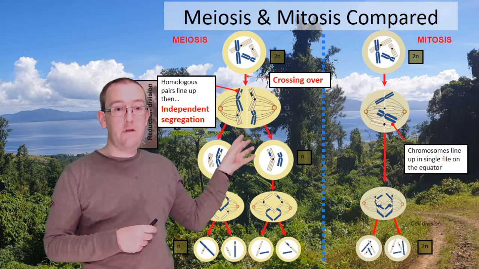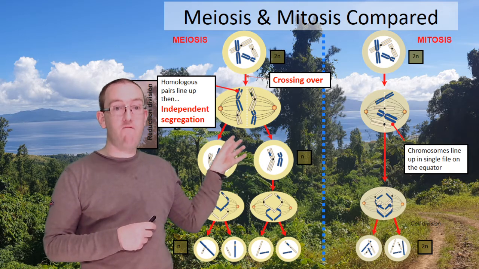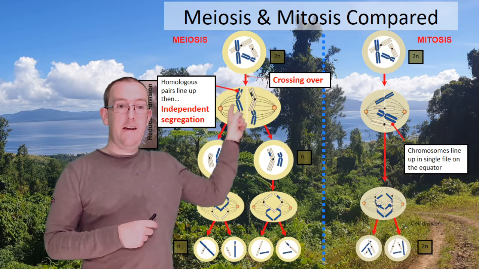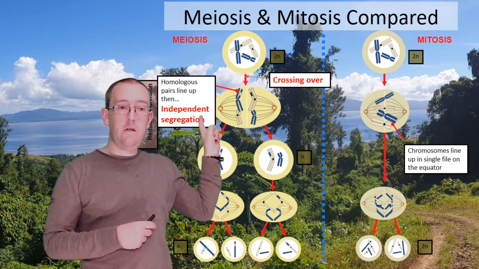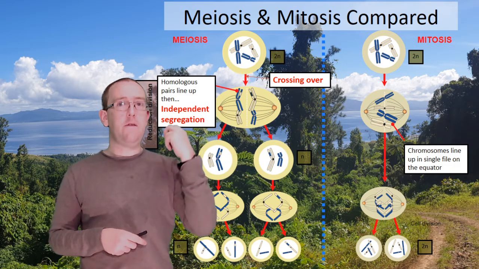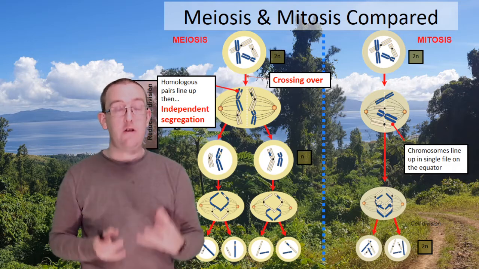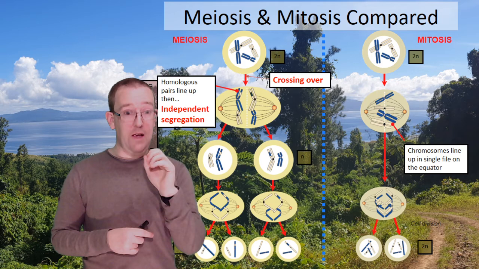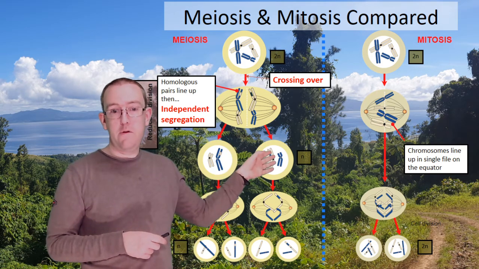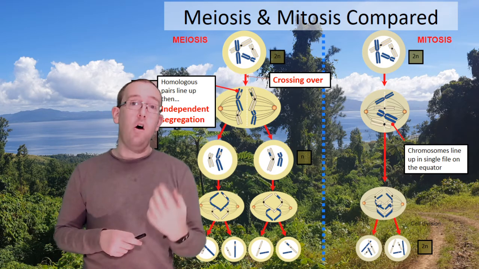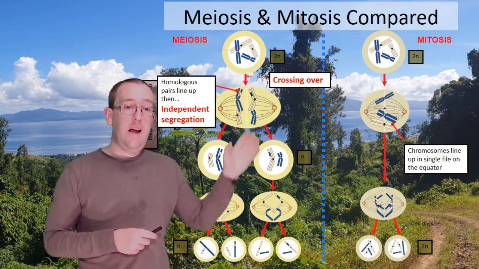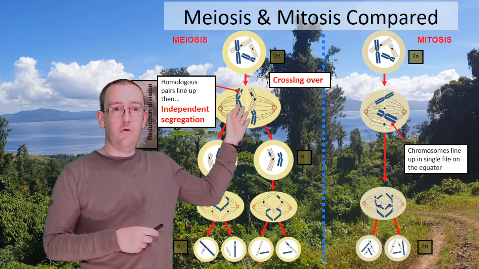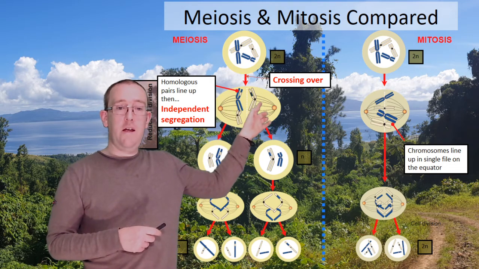Please notice the bits that are different, the bits I've highlighted in red here that are the subject of this lesson: crossing over here and independent segregation. These are the two processes by which we generate the variety, generate the variation, which is why we need meiosis. If you look on the other side there, where it says chromosomes line up in single file on the equator, here we can see that isn't actually happening. They're lining up, sure, but then we don't get this centromere snapping.